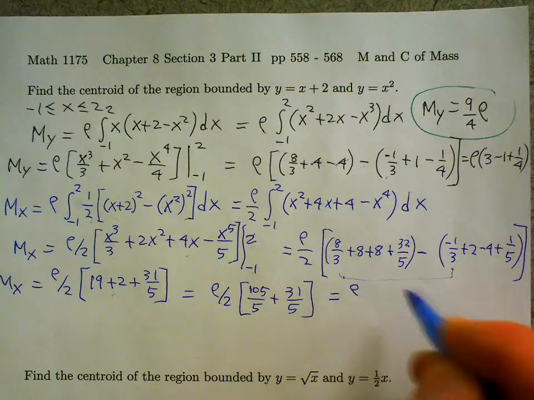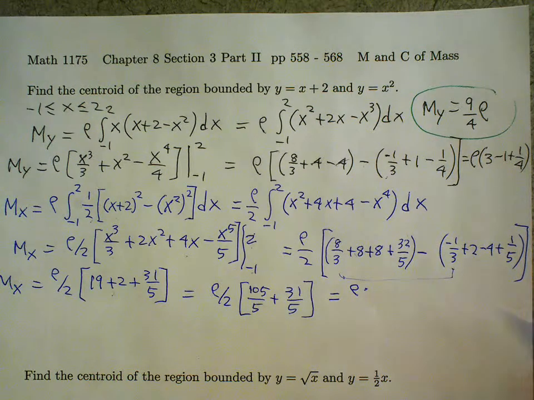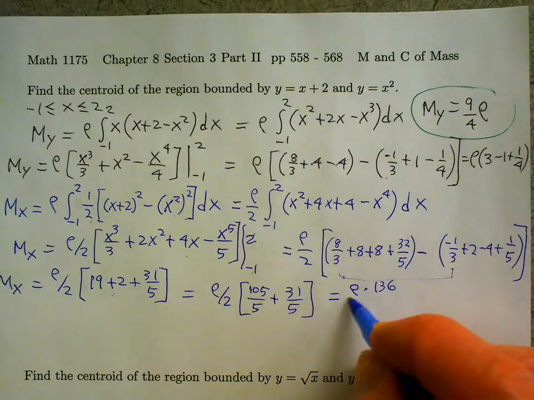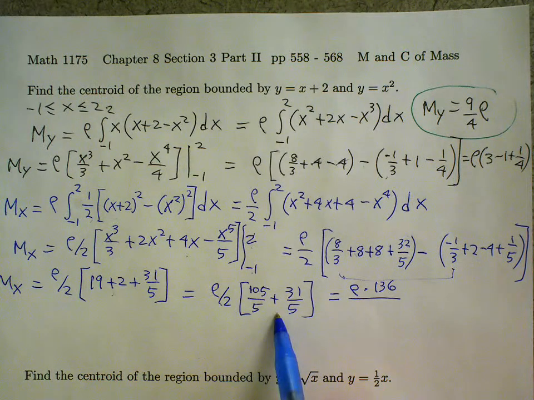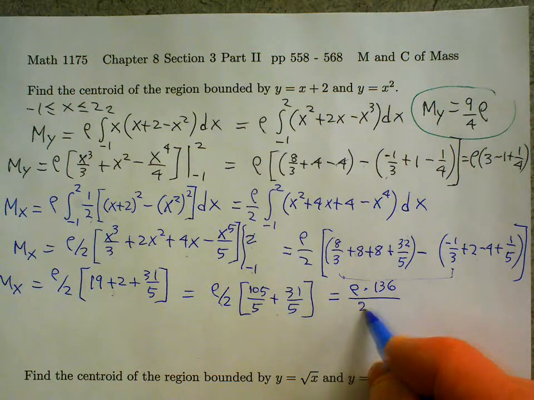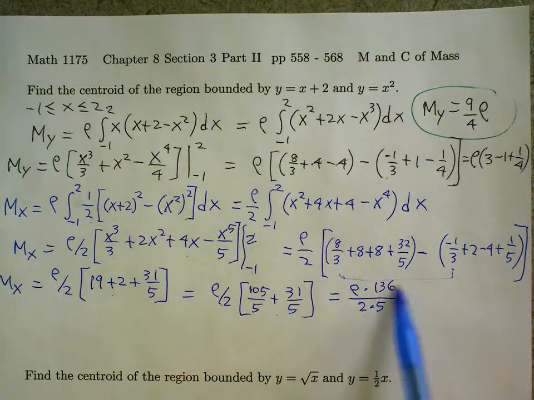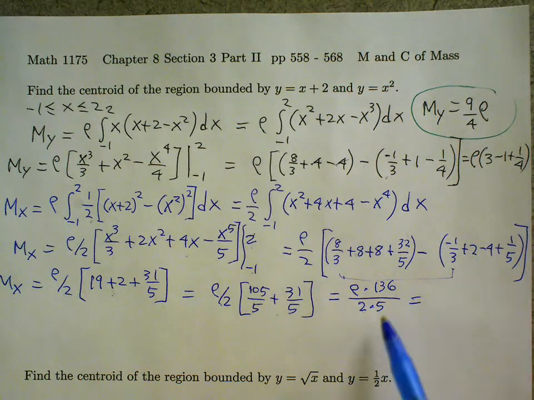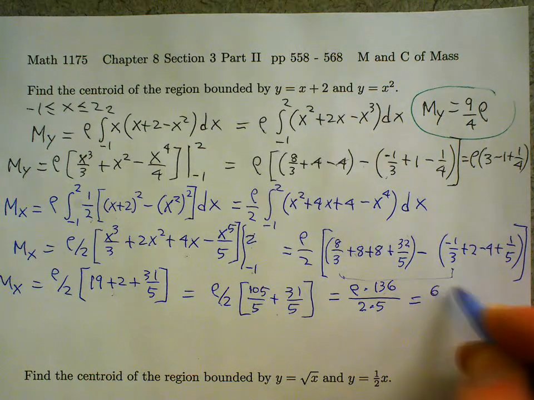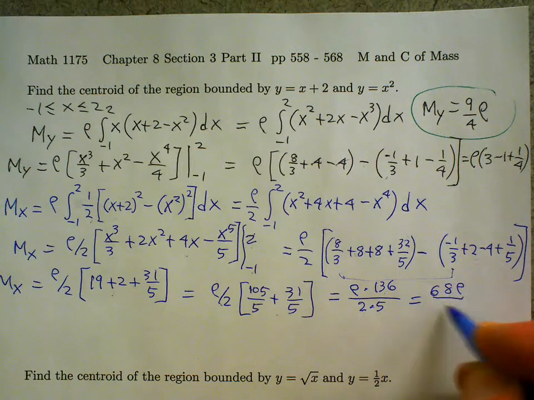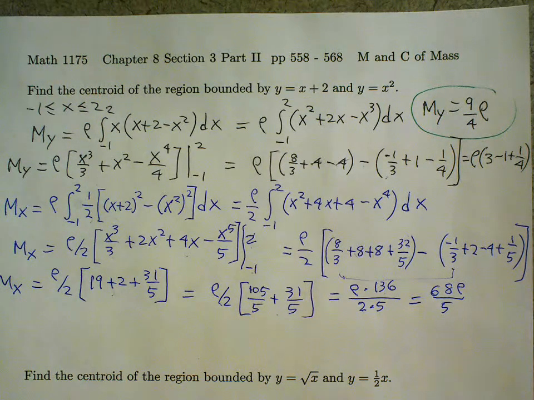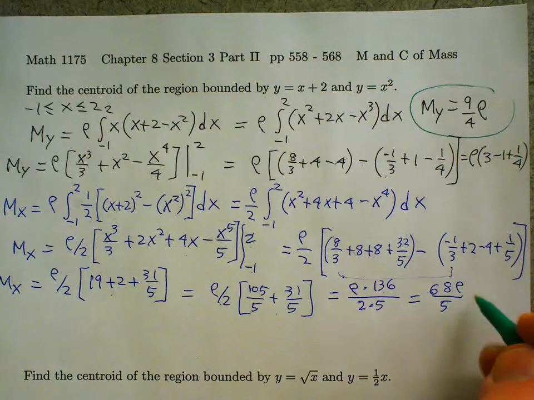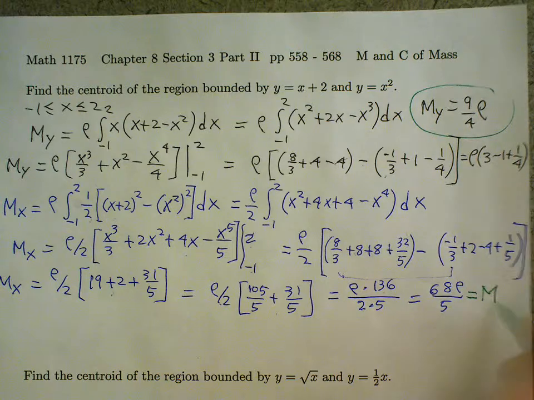So we get rho times 136 divided by 2 times 5. I'll write it as 2 times 5 so we can write this in lower terms. And 2 goes into 136 68 times, so we get 68 rho divided by 5. So that's what I get for the moment of the region about the x-axis.